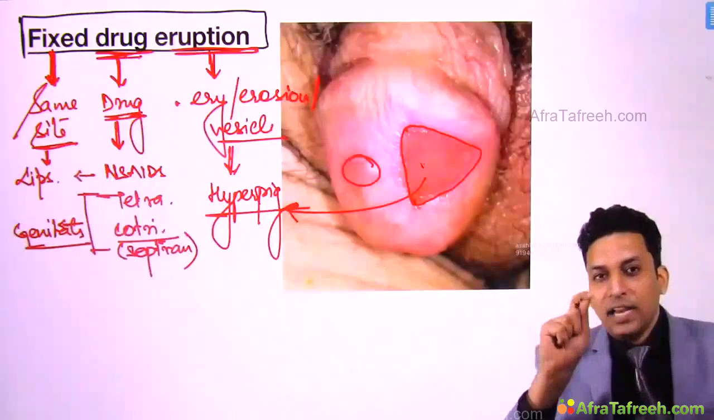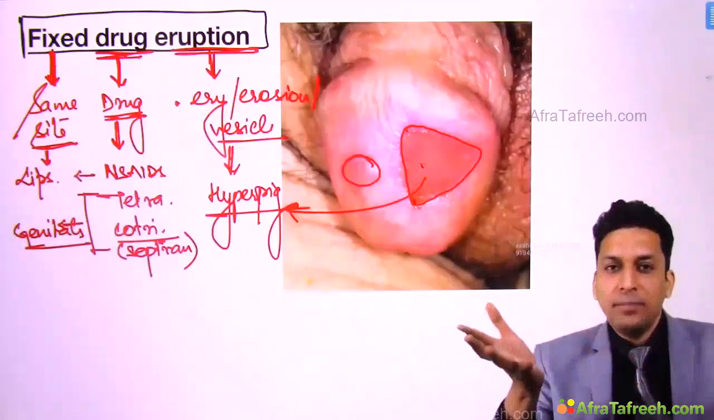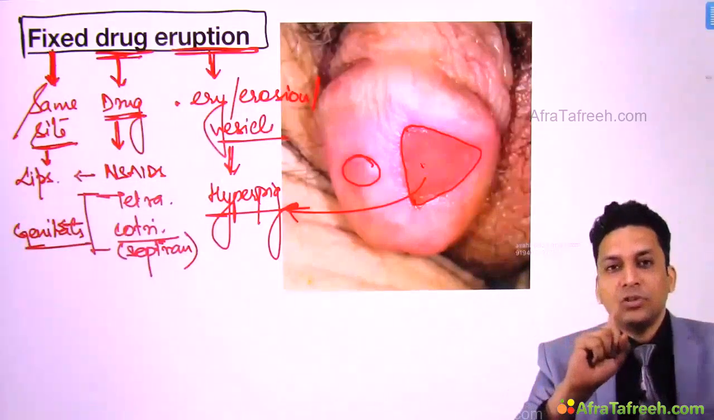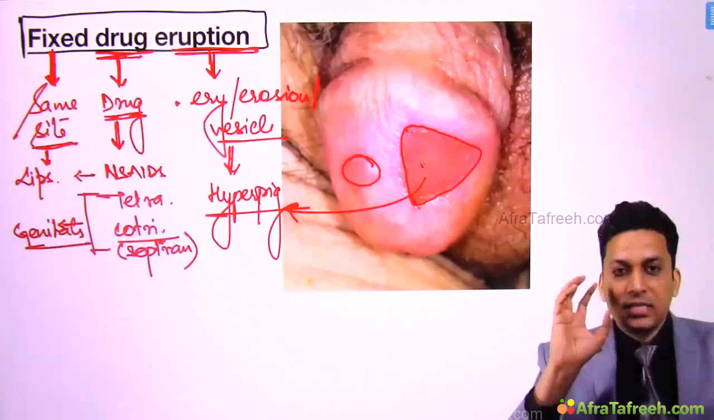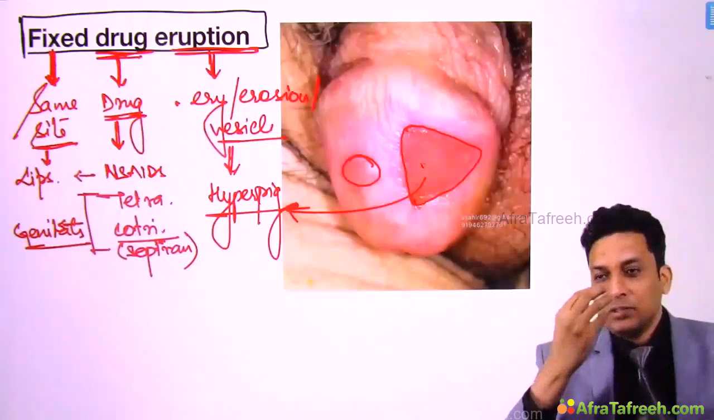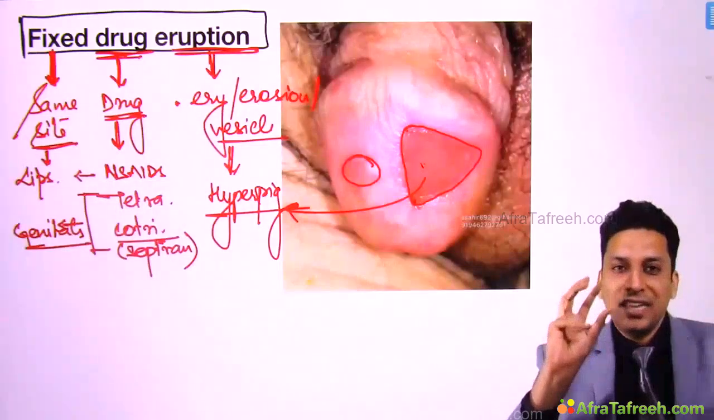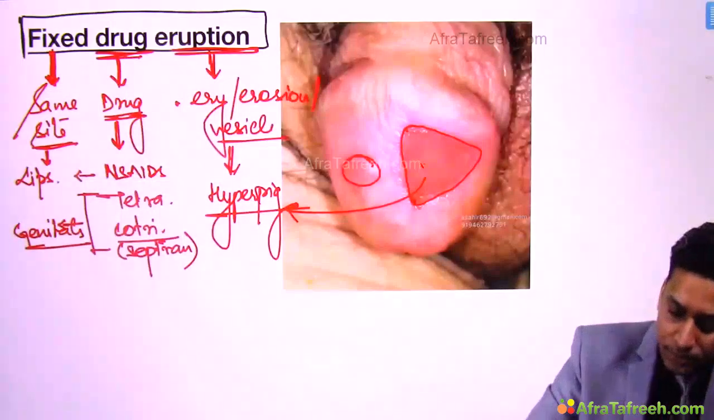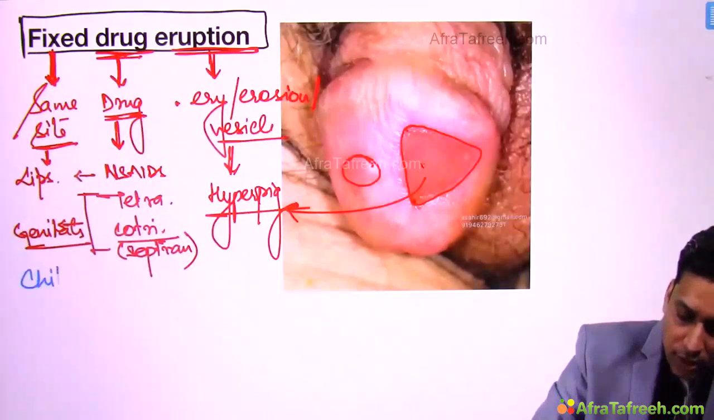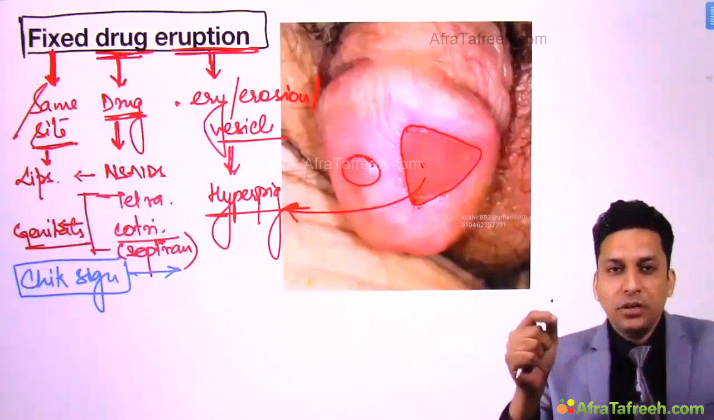So I told you NSAIDs generally cause fixed drug eruption over lips. If lips were mentioned, the answer would have been fixed drug eruption. But here lips were not mentioned, it was the tip of the nose. And this sign, the chikungunya fever leaving behind hyperpigmentation over the tip of the nose, is known as chick sign. This is short for chikungunya. So you can write down one point here, chick sign. This is a peculiar hyperpigmentation.